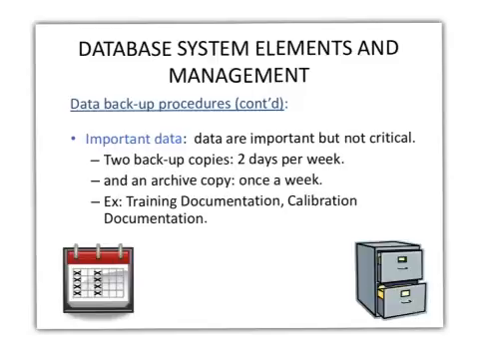Moving now to important data. Important data are really important but not critical. The way to deal with backing up the data here is two backup copies, two days per week. You see, it's very important to back up the data and spend that much time every week to do that. So you need to back up your data twice per week, and make an archive copy every one week.